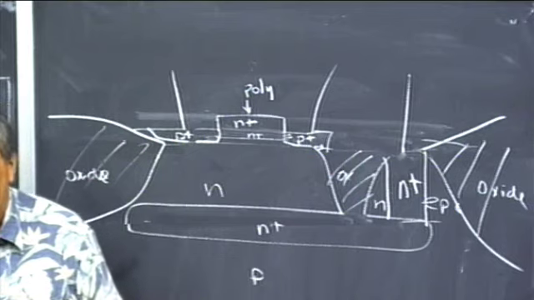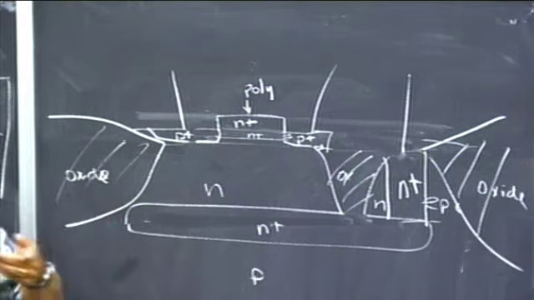So the base resistance is as small as possible. That's probably as good as we can do.